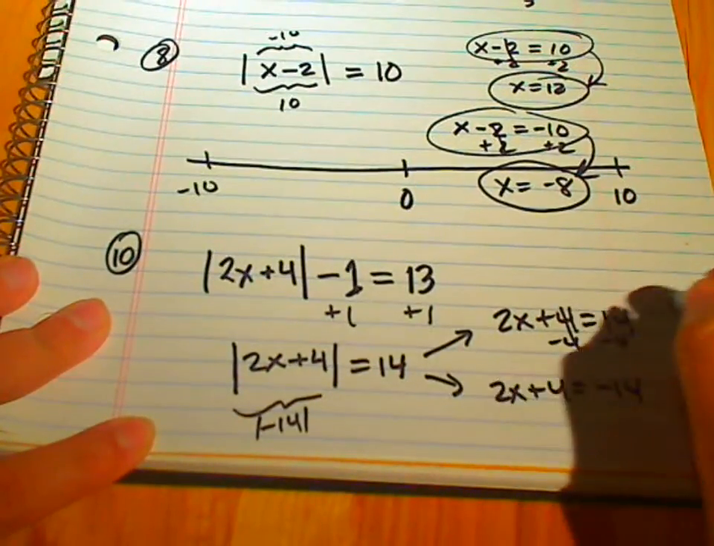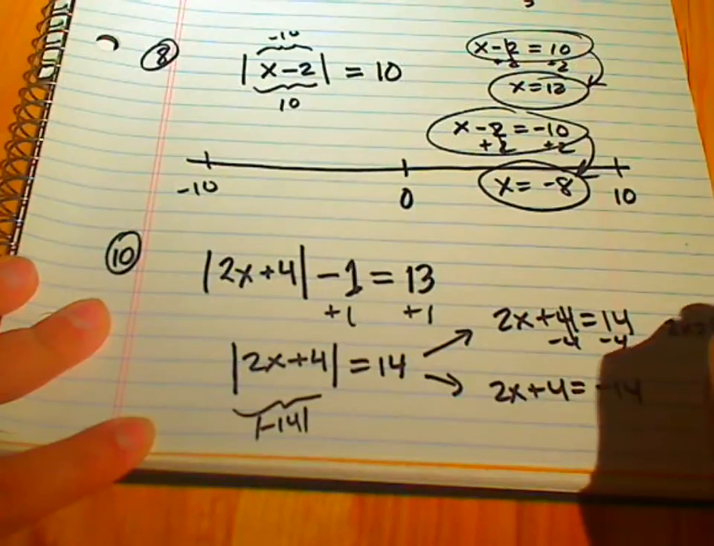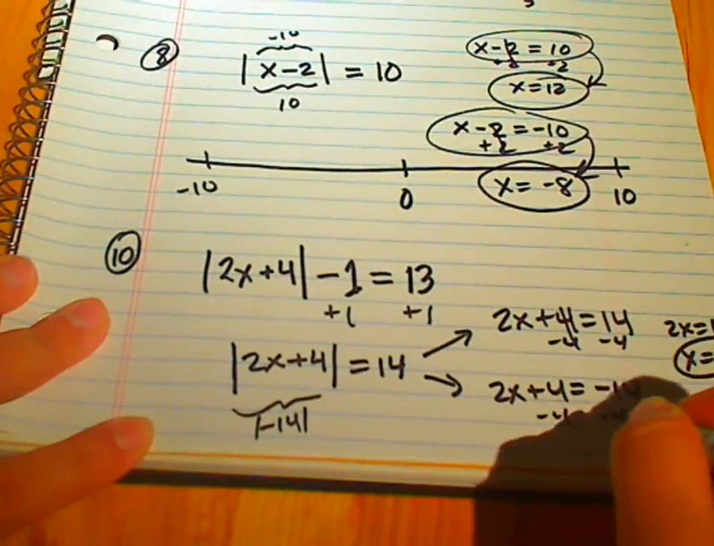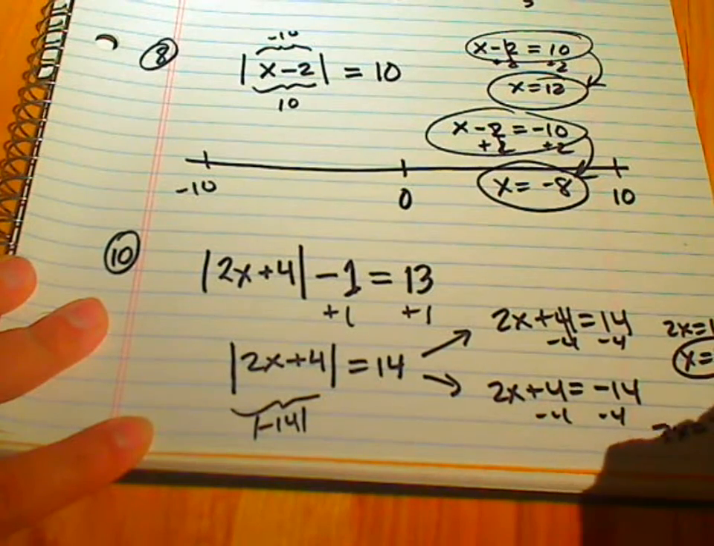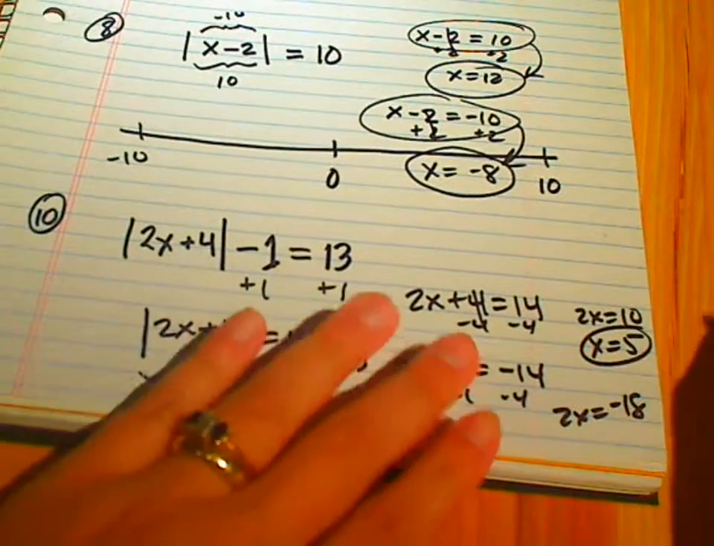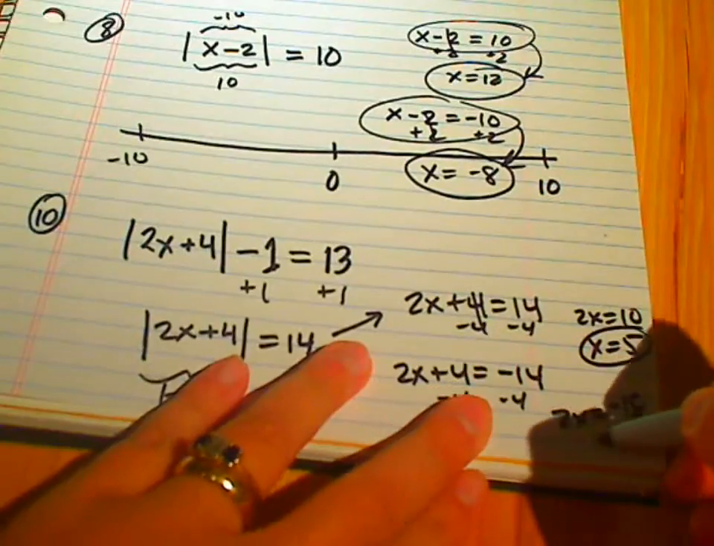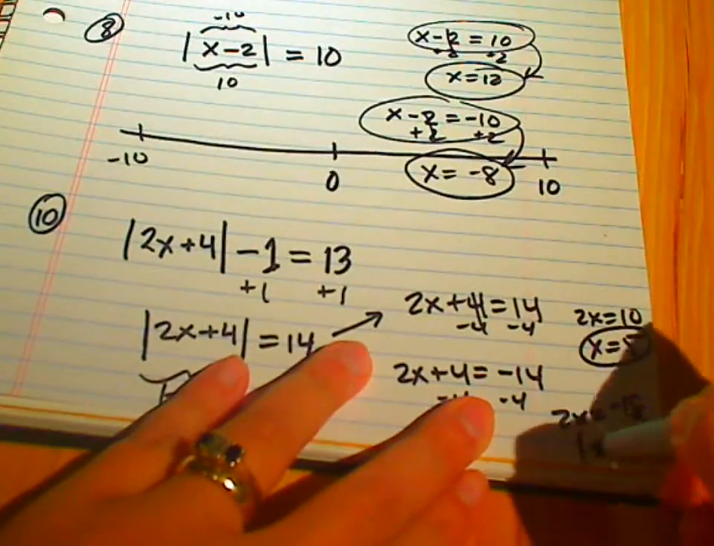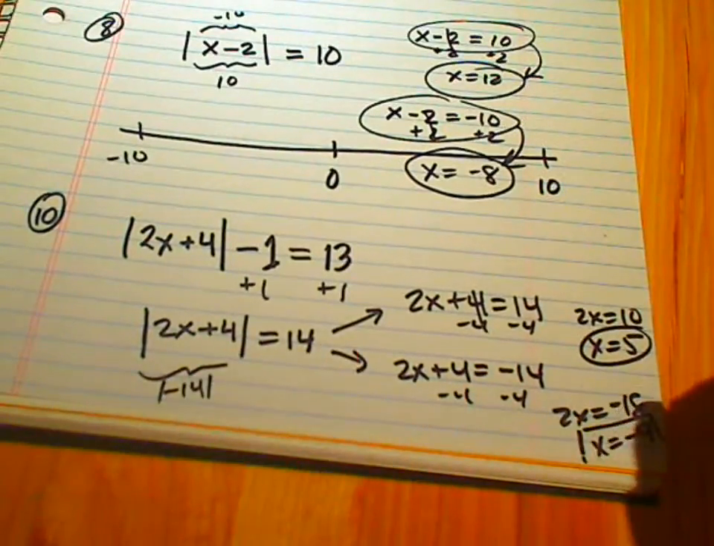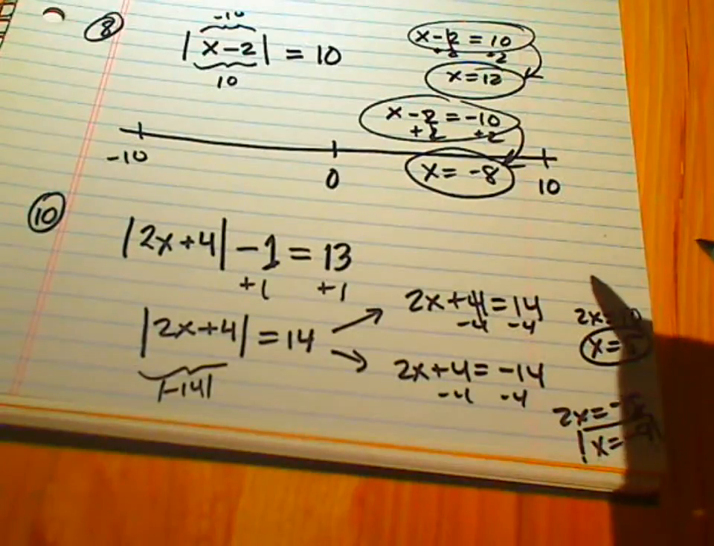Minus 4 on both sides, you get 2x equals 10, x equals 5. For the other, minus 4, you get 2x equals negative 18. Divide by 2 on both sides, you get x equals negative 9. So there are 2 solutions to this problem, and 2 solutions to 8, and 2 solutions to 9.